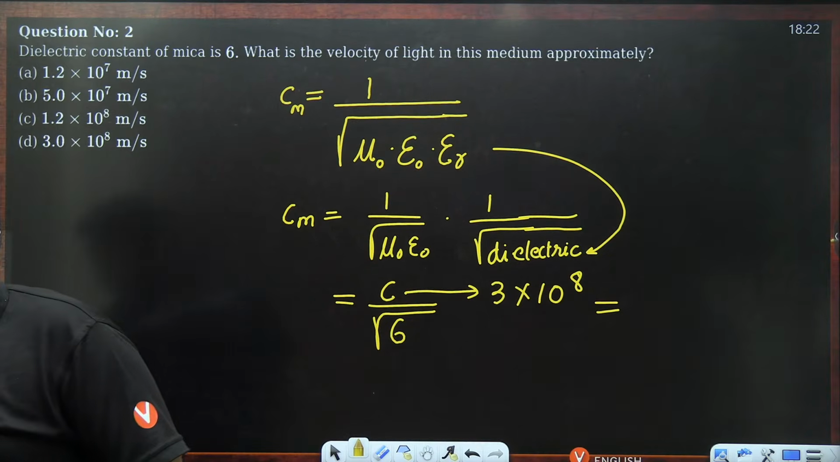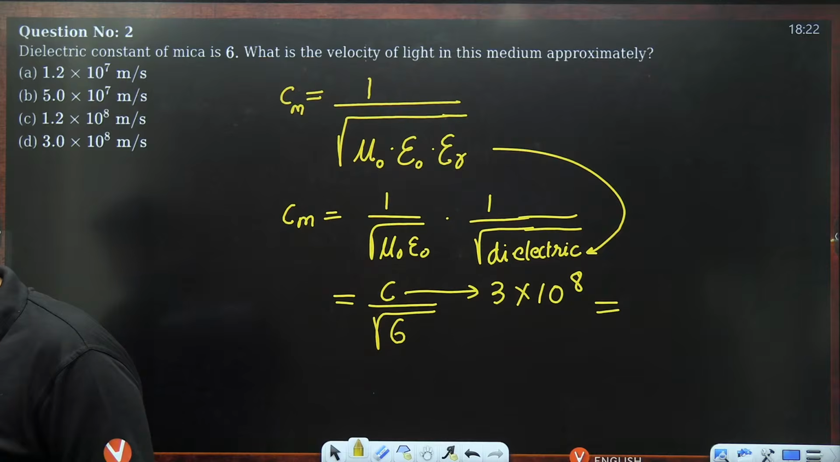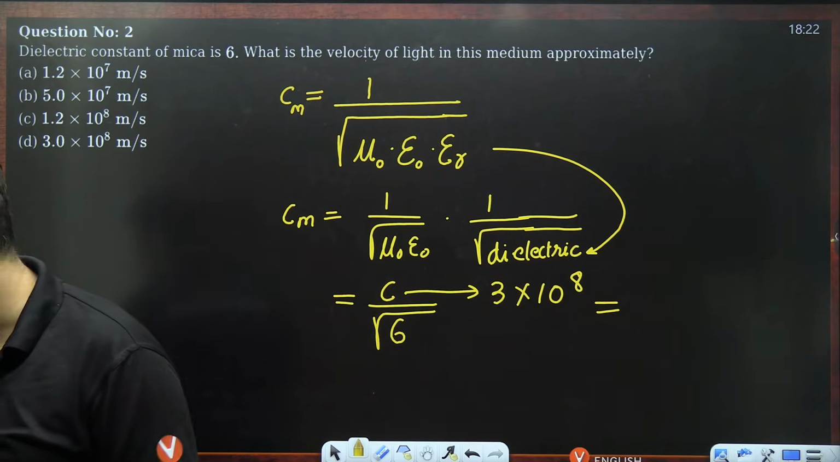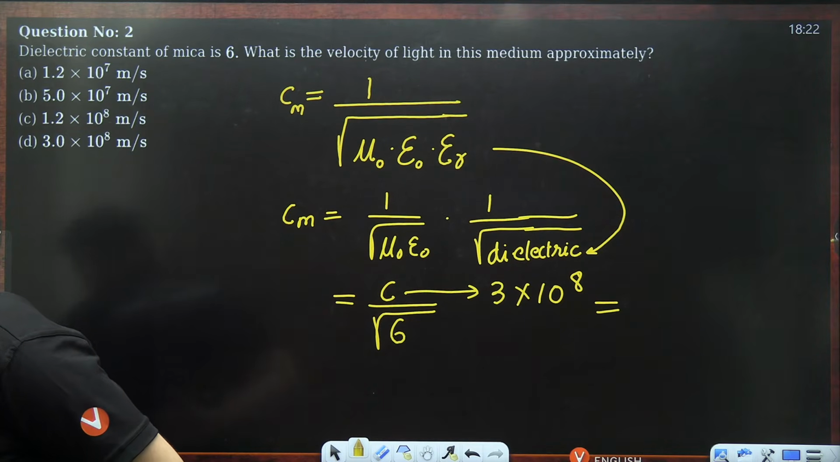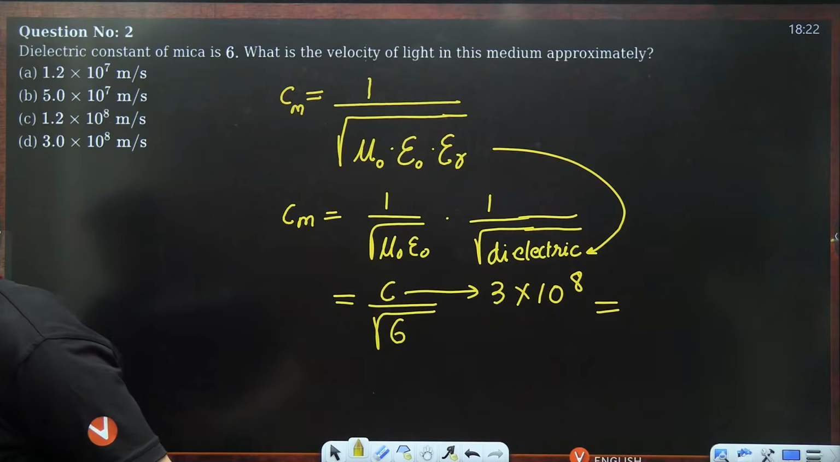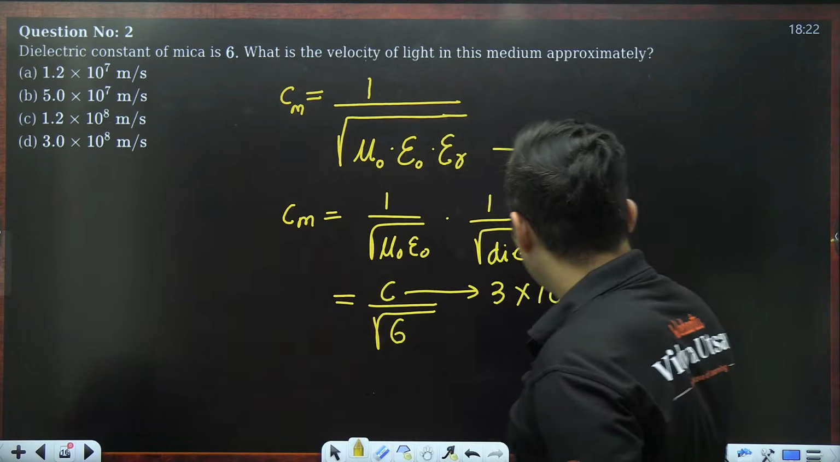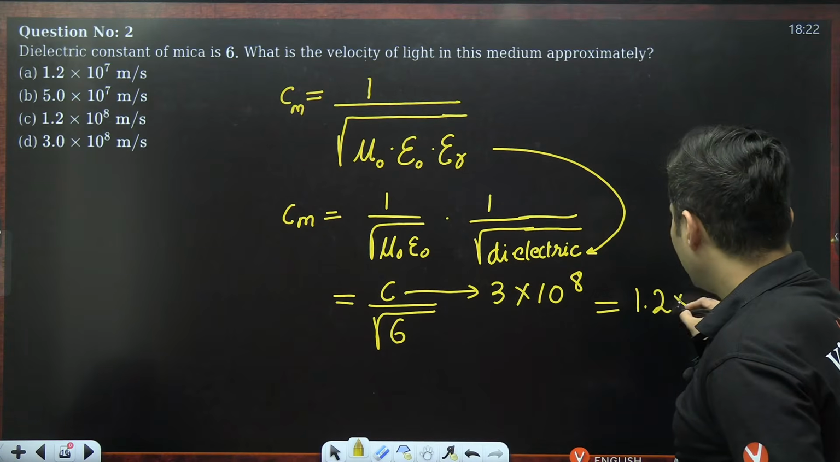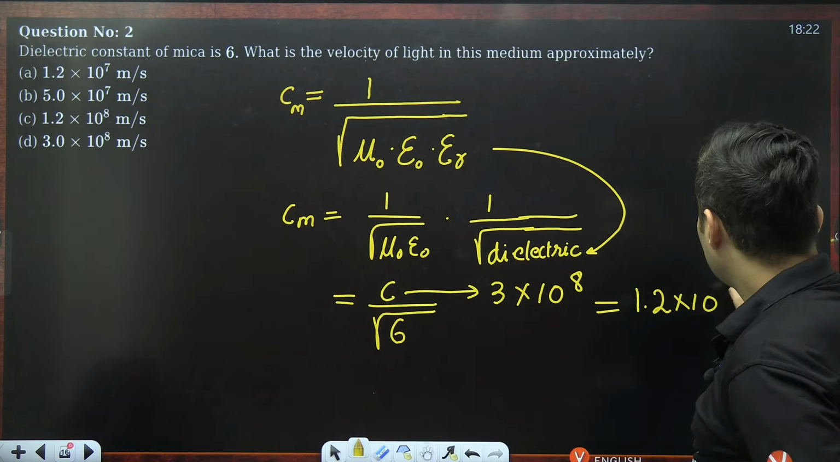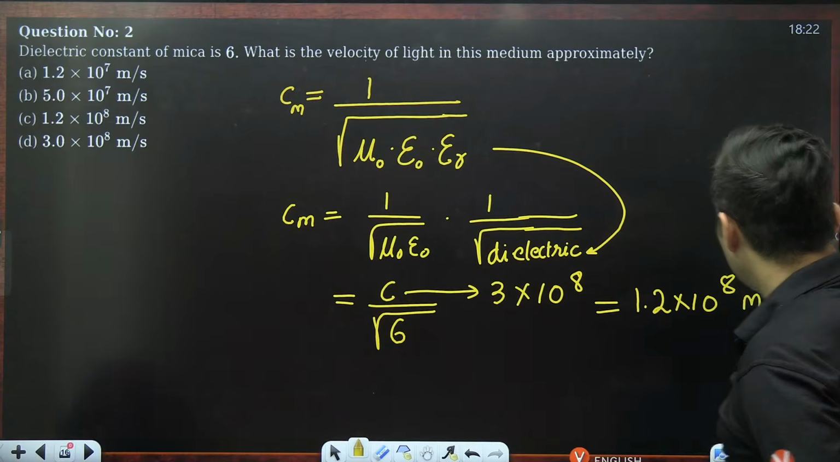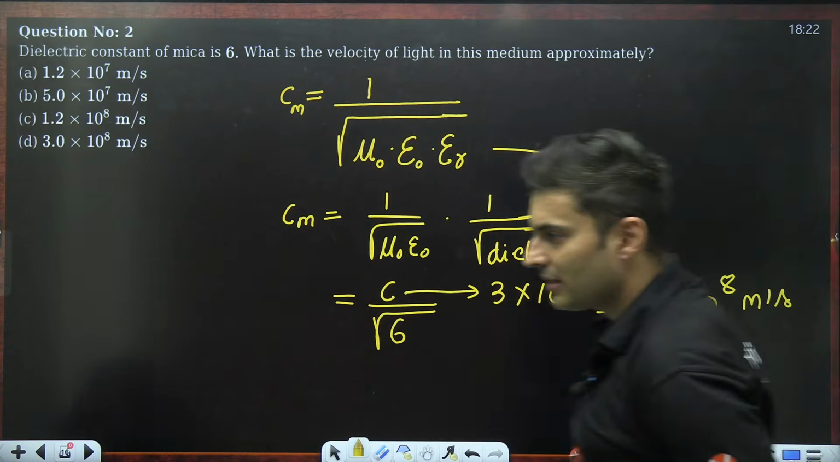Come on, put it up in the chat box. C by root ER, very good. Come on, put up the answer in the chat box right away, guys. What do you think the answer should be? 1.2? Yes, but 1.2 what? 1.2 into 10 to the power 8 meters per second. That should be the answer.